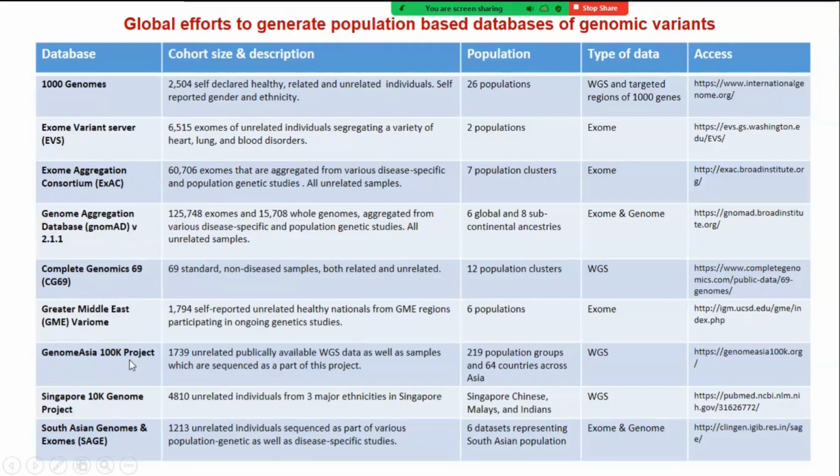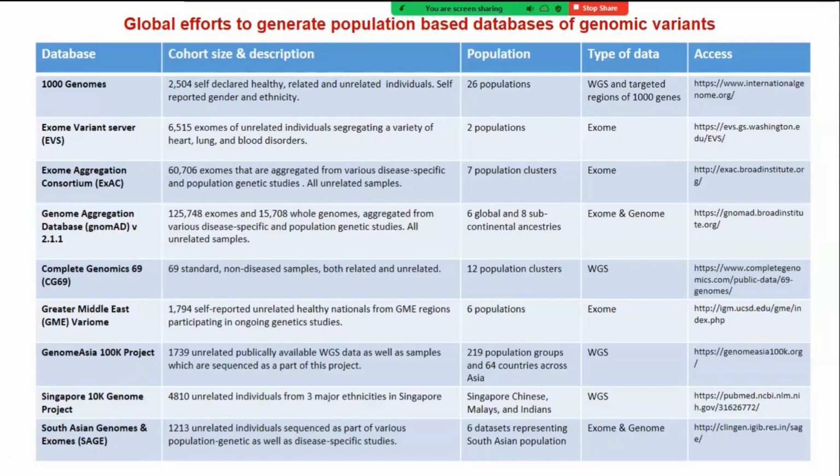Then GenomeAsia was a database which was partly done by MedGenome from India, but mainly the patients were from the South Asian countries. So you had people from Singapore and all those countries. Then Singapore had its own 10,000 genome, and then there was a South Asian genome. So all these databases, mainly that is the reason that you need all these databases, because the polymorphisms are not the same in all parts of the world.